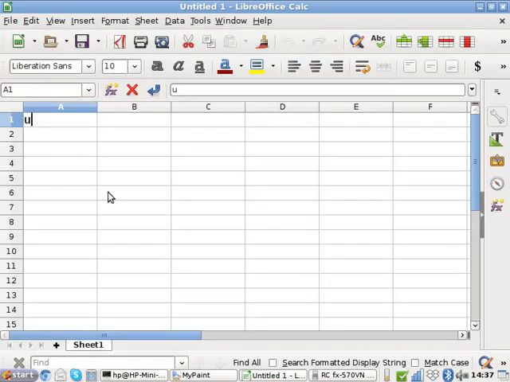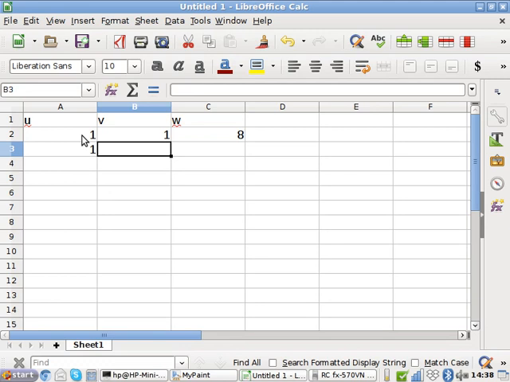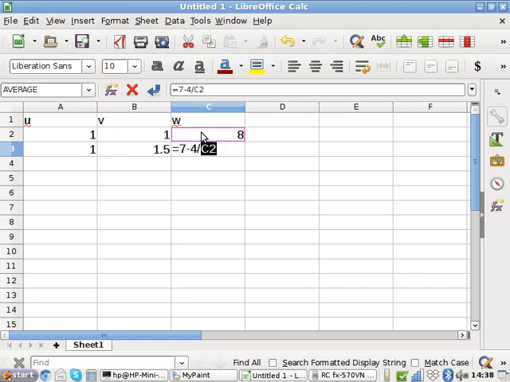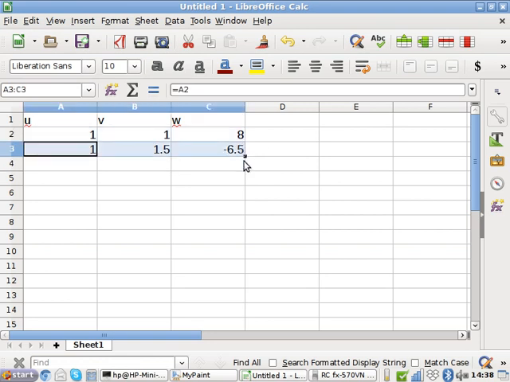So, U, V, W. What was it? 1, 1 and 8 were the starting numbers? Yeah. So the formula for U is the next term is just equal to the last term. And for V, I think the next one is 3 over 2 times the last one. And for this one, what was it? Minus 7 plus 4 over the previous one, like that. So I should get this. So let me go up to term 100.